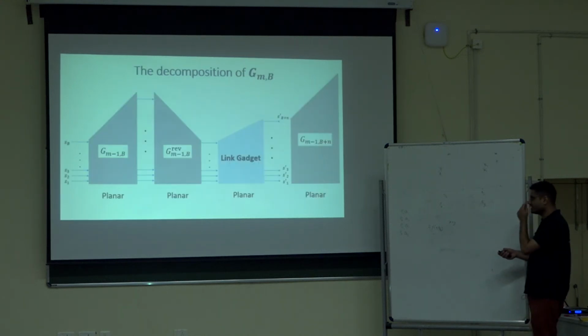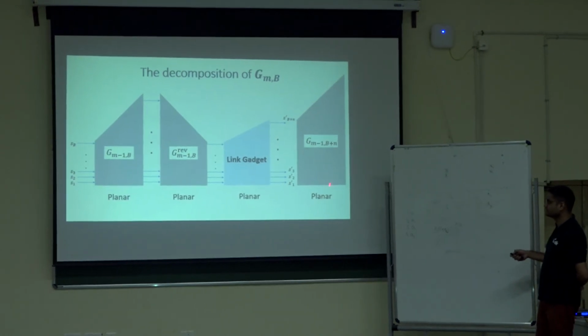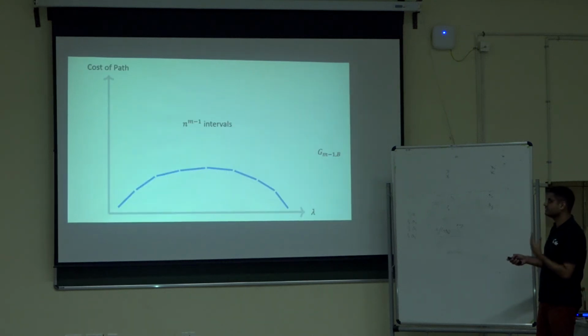Those are the properties of the link gadget, and basically this left portion is planar from the induction hypothesis. This is planar from the induction hypothesis. This is also planar from the induction hypothesis. And the link gadget we have planarized, and once you attach these graphs together, the final graph is planar.